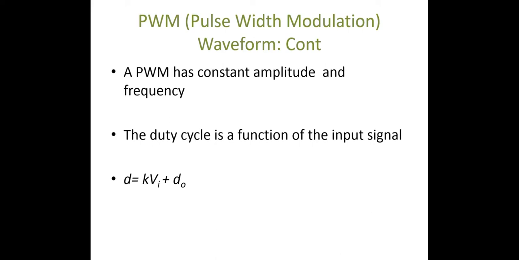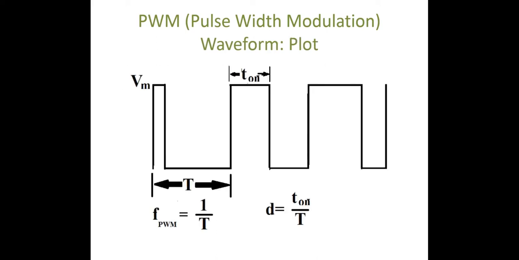So what kind of modulation do we have in PWM? In PWM, the amplitude and frequency are kept constant, whereas it is the duty cycle which is a function of the input signal. So mathematically we can write it in this form, that the duty cycle d will be equal to k times the input signal plus some constant d naught. So let's discuss this point further.